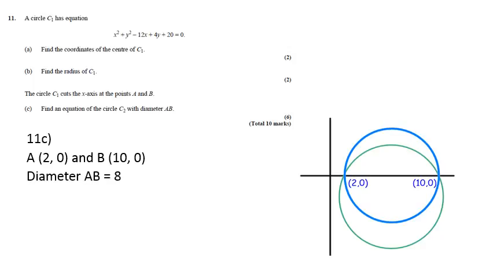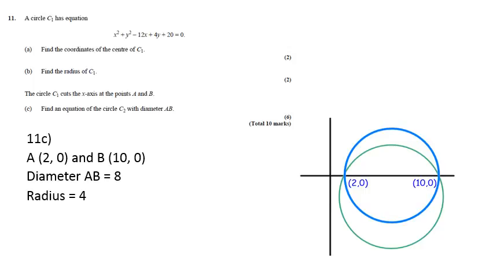Well, the length between 2 and 10 is 8. If it wasn't on the axis, we would have to use Pythagoras' theorem, but we just need to find the diameter along a straight line. We can just take the two values from each other. So 10 minus 2 gives you a diameter of 8. That means the radius of that circle is 4.